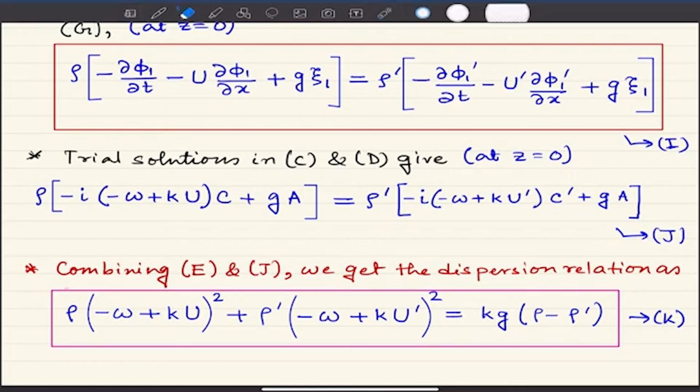So this dispersion relation finally comes out to be rho times (minus omega plus k times capital U) whole square plus rho prime times (minus omega plus k U prime) whole square is equal to k g (rho minus rho prime). So just think: if the two fluids have very close density, then this is of the order of 0, right? Then what happens to this dispersion relation? For example, if U and U prime are the same, then what happens to this dispersion relation?